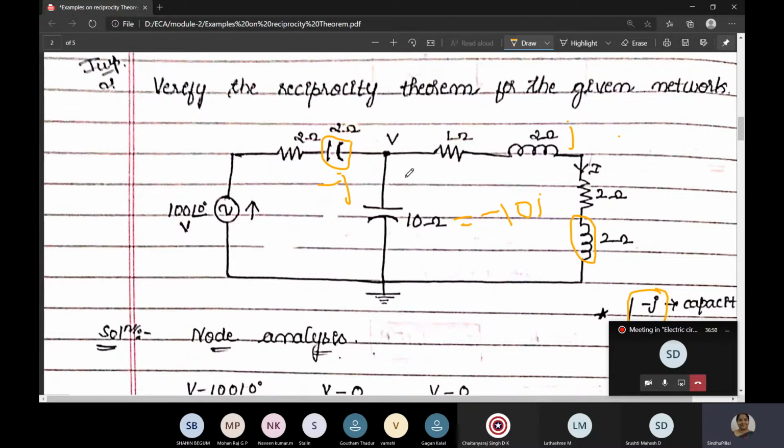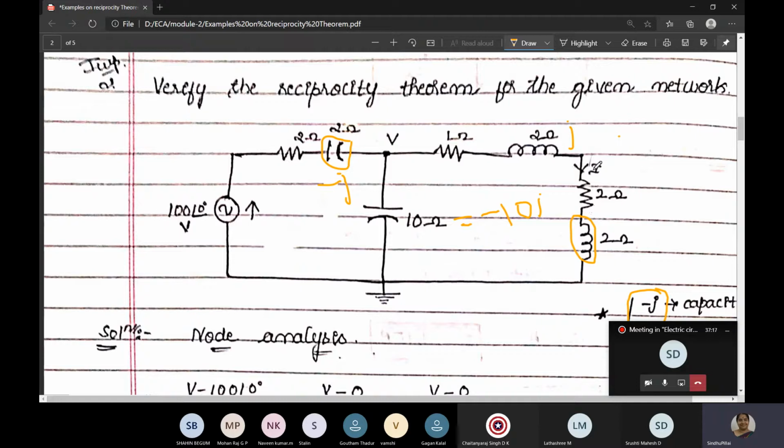So we'll go with node analysis here. They have told you to verify the reciprocity. Here is 100 at an angle 0. That is the voltage source, that is the excitation, and the response is the current I. So first we have to find the current I. To find the current I, if I come to know the voltage here, that voltage divided by this resistance will give me the current I.